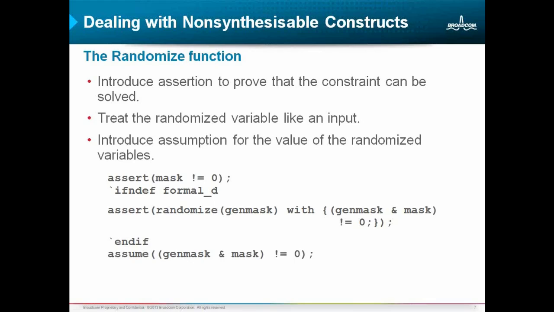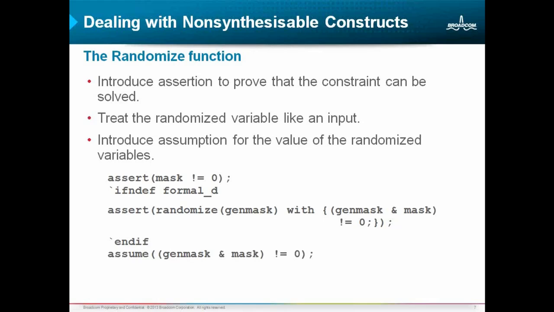So the idea here is, for instance, on this one, I'm trying to generate a mask, but I want to make sure that my mask has one of some set of bits set within it. And so I make an assertion and an assumption about this. So gem mask here is the thing that's being randomized, and therefore you want to set that as a primary input effectively. But it has some constraints on it because it has to satisfy this constraint here.